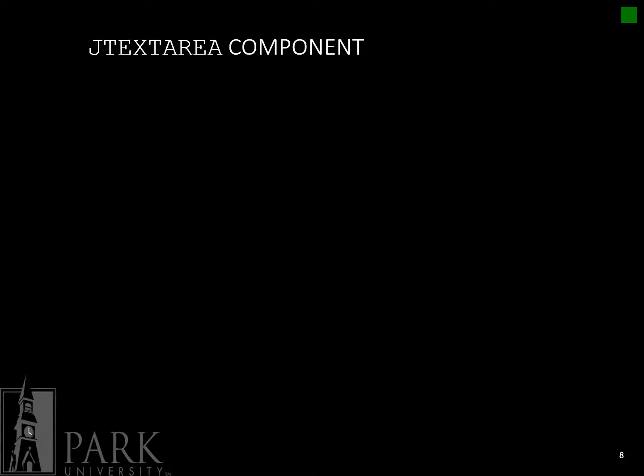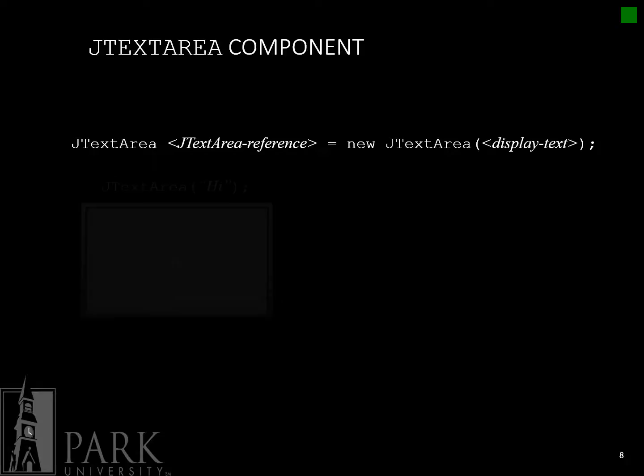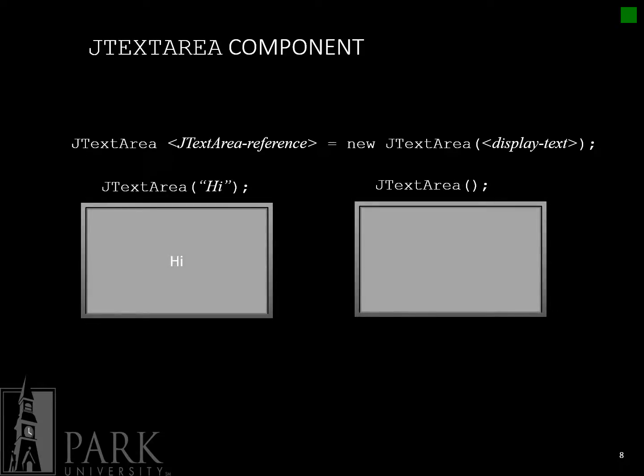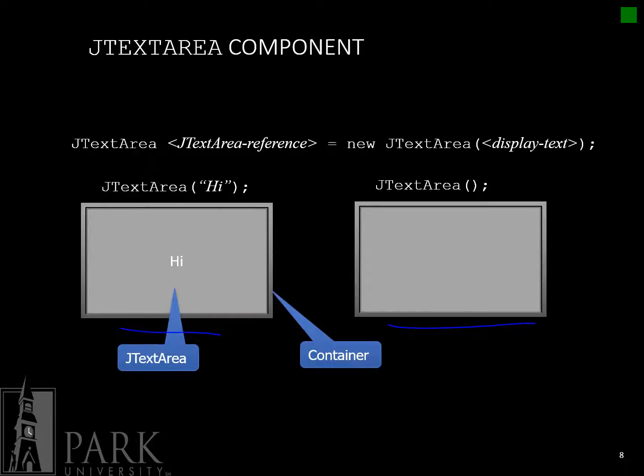To create a JTextArea component, you call the JTextArea constructor like we've seen on many other objects that we've created. It's kind of the same thing. The displayed text is the text that appears in the JTextArea component. If the argument is omitted, then no initial text will be displayed, as you can see here and here. The size of the JTextArea component is the size of the container that it's contained in, so it will fill whatever object that you assign it to.